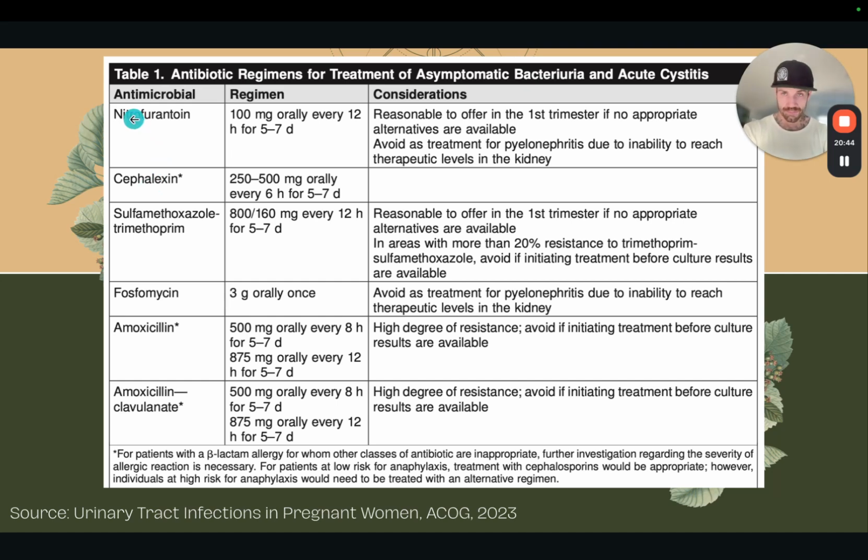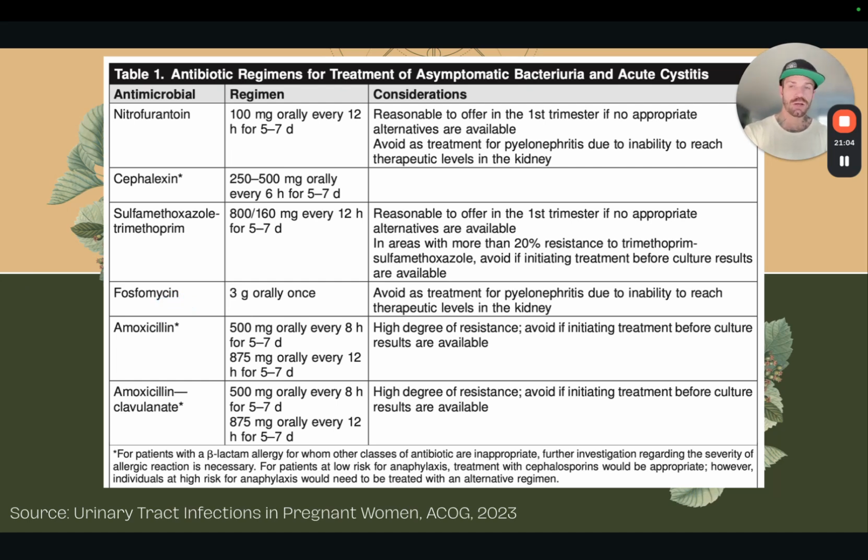Phosphomycin is not generally reported, but there's almost no resistance as far as I'm aware to phosphomycin, and it's a one-time 3 gram dose. That's a heavy dose once. It will treat almost any bladder infection. However, it's not used in pyelonephritis for the same reasons that we don't use Macrobid.